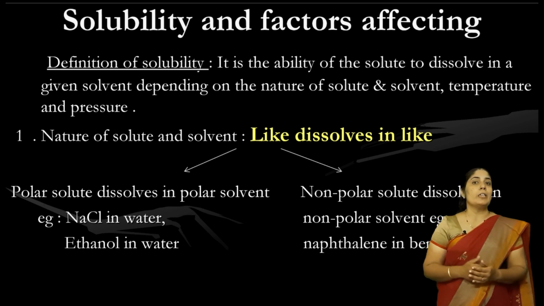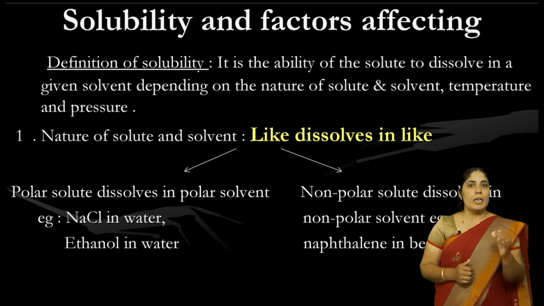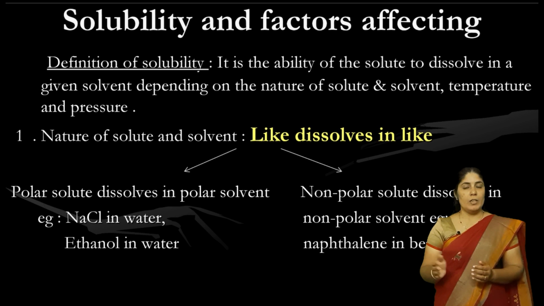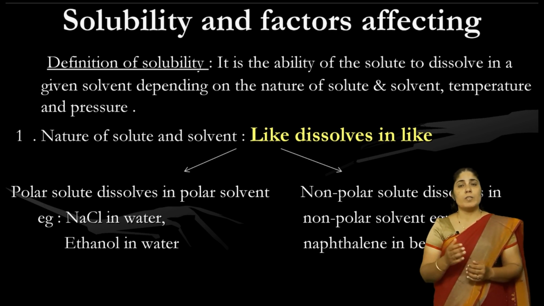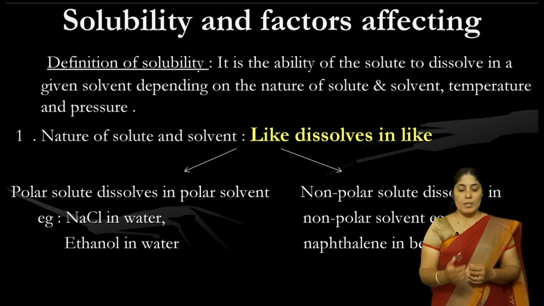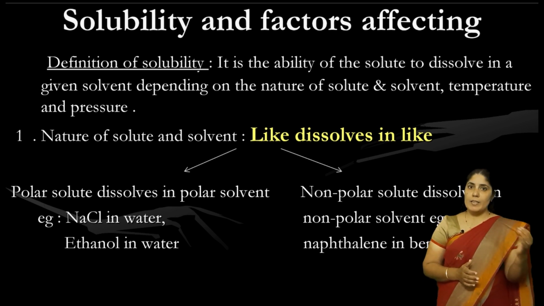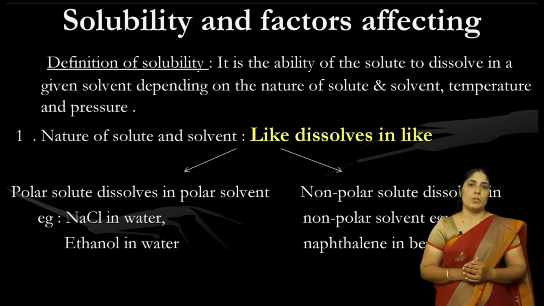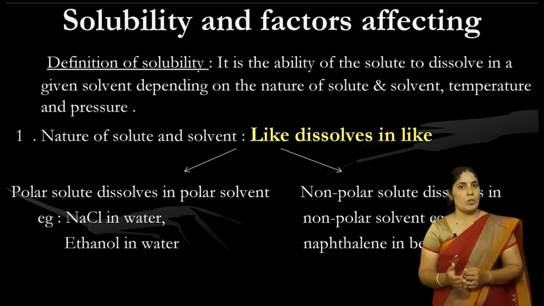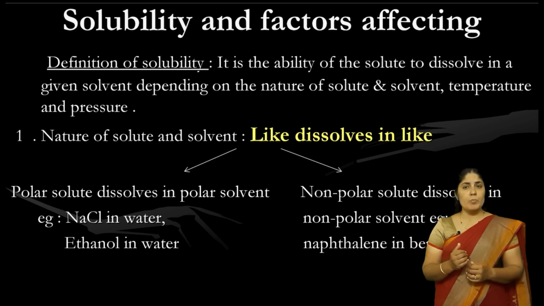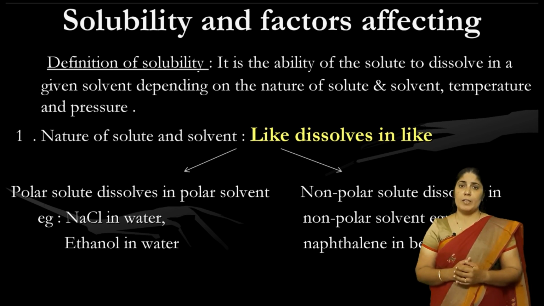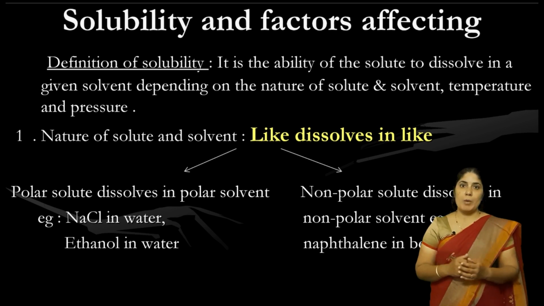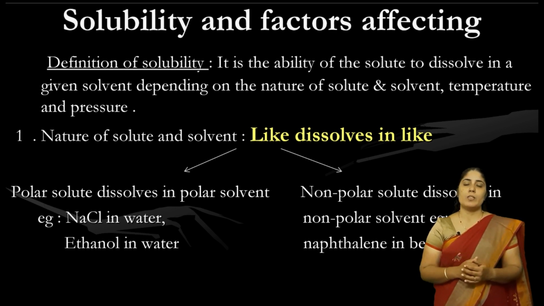As far as solubility of the substance is considered, a polar solute dissolves in a polar solvent. Similarly, a non-polar solute dissolves in a non-polar solvent. We can see a few examples here. NaCl, as you already know, is an ionic solid and it is a polar solute. It dissolves in the polar solvent water. A non-polar solute and solvent example is naphthalene being dissolved in benzene. So, do remember the code word for the nature of solute and solvent.